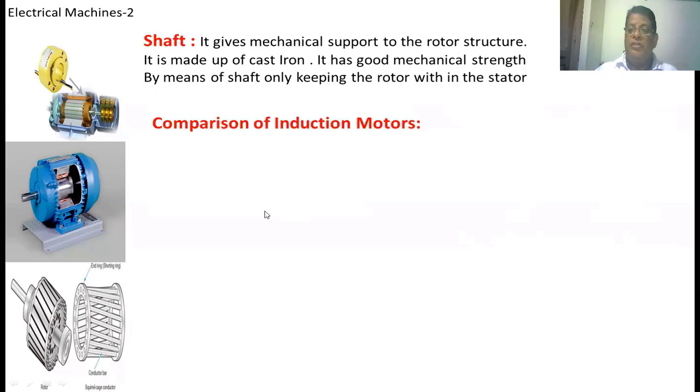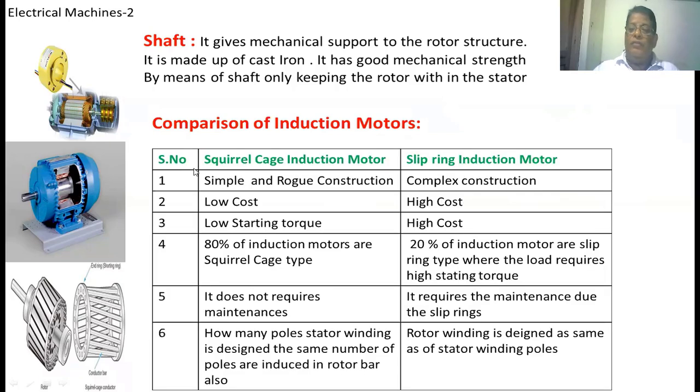Comparison of induction motors. Now here we have seen the two types of rotors. One is the squirrel cage rotor, another one is the slip ring rotor. There is no change in the construction of the stator. Suppose if you use the squirrel cage rotor with a stator, then it is nothing but a squirrel cage induction motor. Suppose with a stator, if you use the slip ring rotor, then it is nothing but a slip ring induction motor.